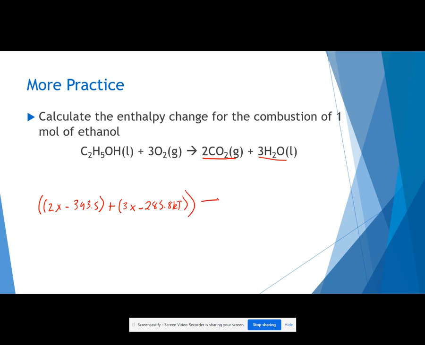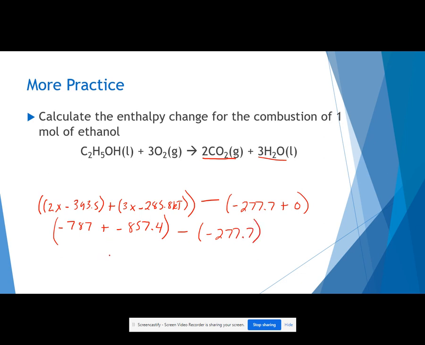And then what we need to do is subtract that from our reactant. So on our reactant side, C2H5OH gave us the number of negative 277.7. And then we're going to add that to our O2. Since this is an element, it is going to be 0. When you continue to solve, 2 times negative 393.5 is negative 787, plus 3 times negative 285.8 is negative 857.4. Again, this is still subtracted from negative 277.7.